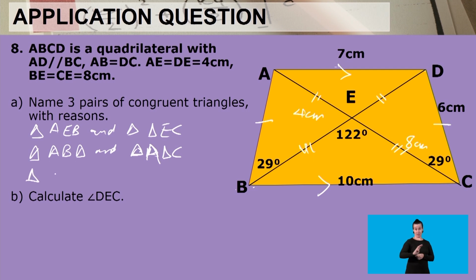triangle ABC and triangle BCD. Sorry, I forgot to write triangle. Those are the 3 pairs of triangles that are congruent, because all the sides are equal.